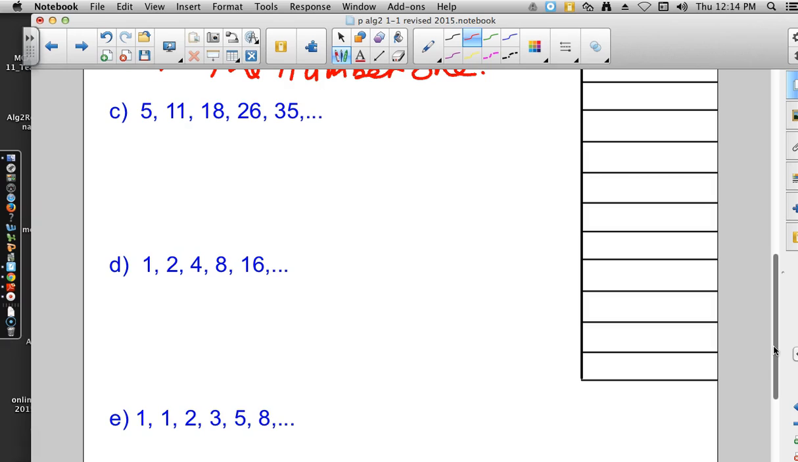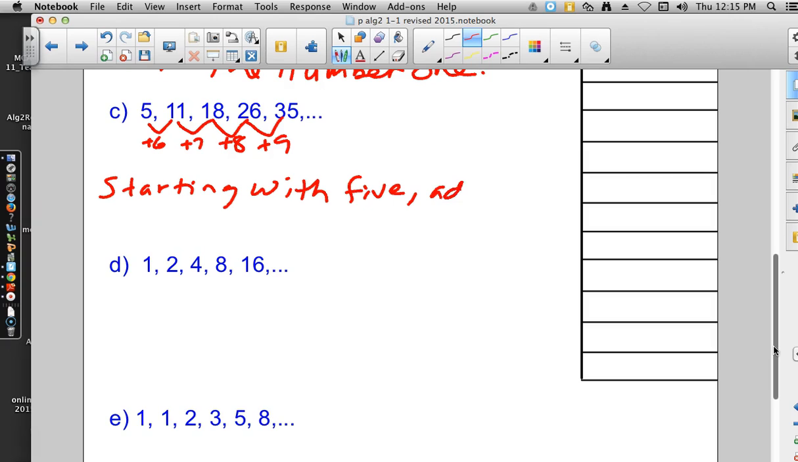So as you start back up, addition, they're going up. It would be the first thing to check. They're adding 6. Then they add 7. Then they add 8. And then they add 9. Well, there's a pattern there. What they're doing is starting with 5. Add the next integer.